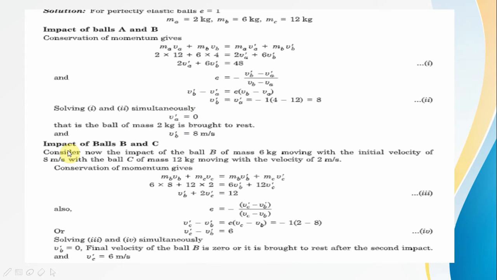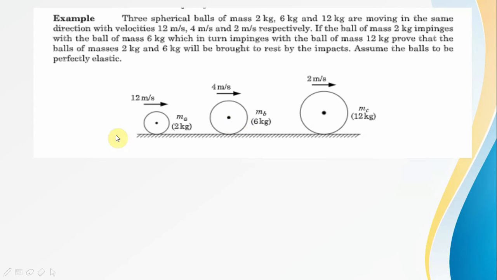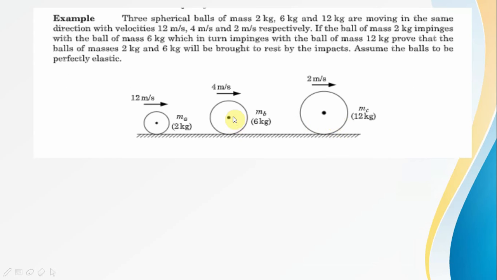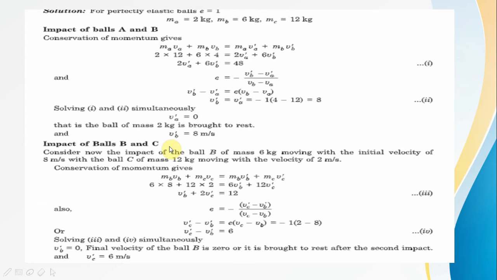Now we discuss the impact of balls B and C, this ball and this ball. Now the initial velocity of ball B is this 8 meter per second. With this velocity it impacts this mass moving at 2 meter per second, right? So again we apply conservation of momentum: MBVB plus MCVC equal to MBVB dash plus MCVC dash.